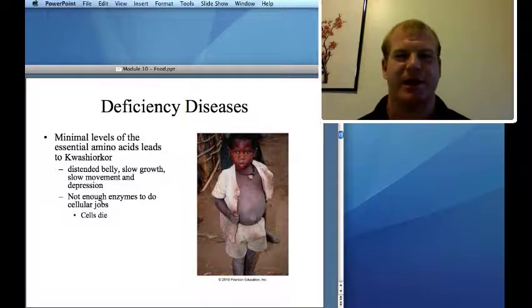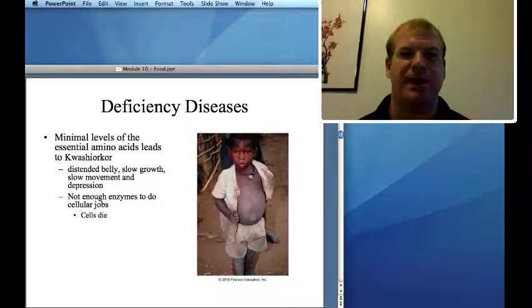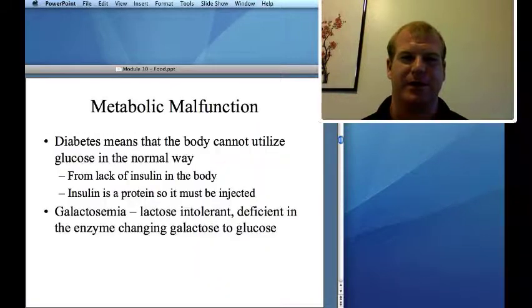Deficiency diseases: having too little protein can lead to kwashiorkor. Maybe you've seen commercials of people with these bloated, extended bellies. It's not because they are fat, it's because they have this disease. What happens is there's not enough protein to make enzymes, and because of that, the body will start to prioritize the proteins for certain functions, and the people tend to be kind of lethargic. Over time, this can cause cell death and ultimately death of the patient.